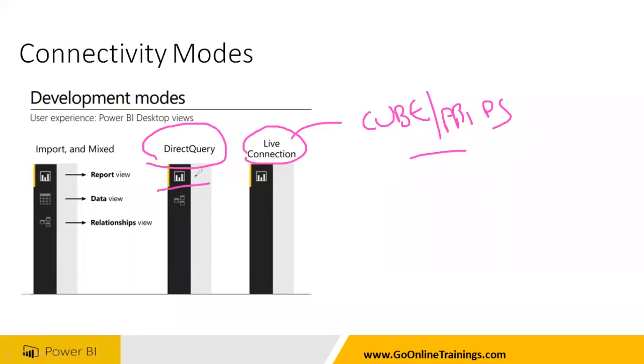Direct query means you cannot see the data, among other things, but you can create a report. You can create reports, no modeling, you cannot see the data, right? So if you use import or mixed mode, everything you will be able to see. Mixed mode means what? Mixed mode means one dataset is in import, one dataset is direct query. If that is the case, everything you can see. That is the mixed one.